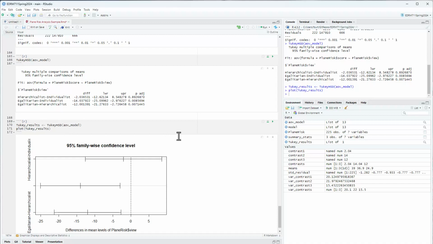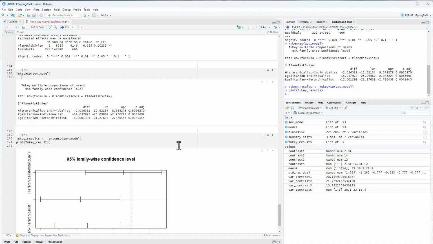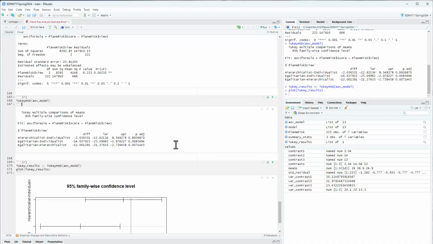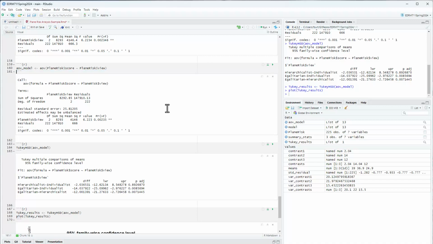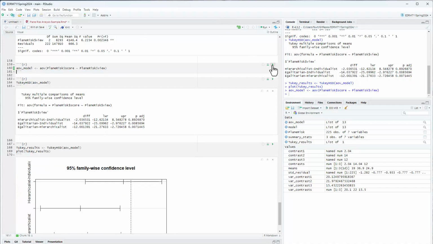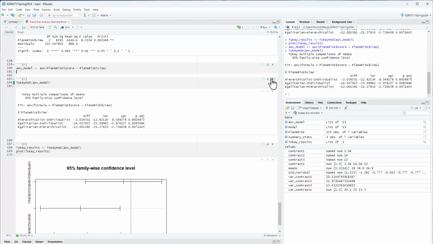Now again, a reminder, there's two different ways to do this. One is to skip the omnibus test. Now you might say, wait a minute, we didn't skip it. We had to run the AOV model. Yes, you did, but we didn't have to look at it. We could have done this. We could have taken and run this and then run this.